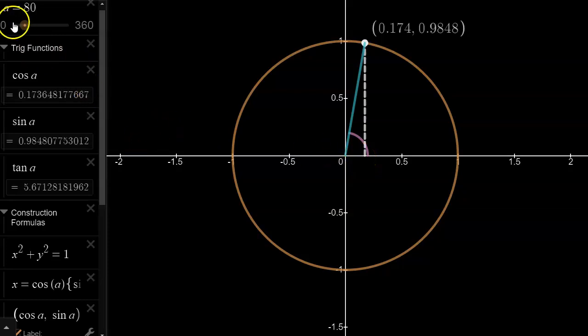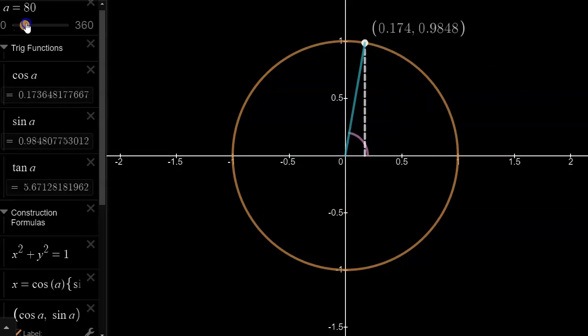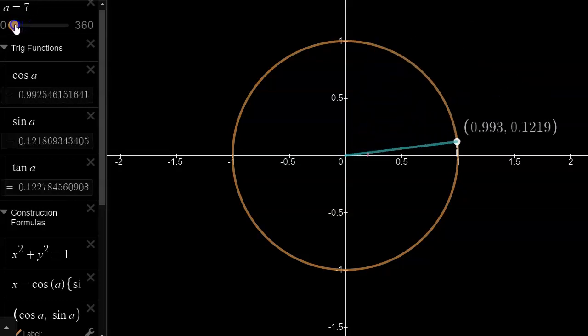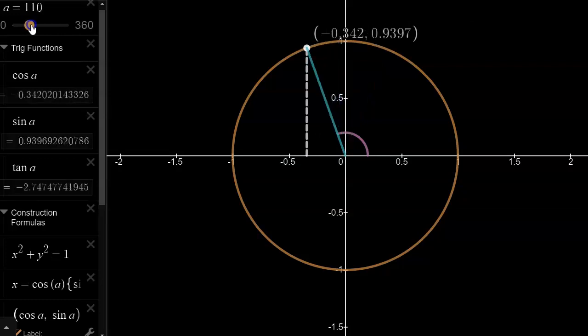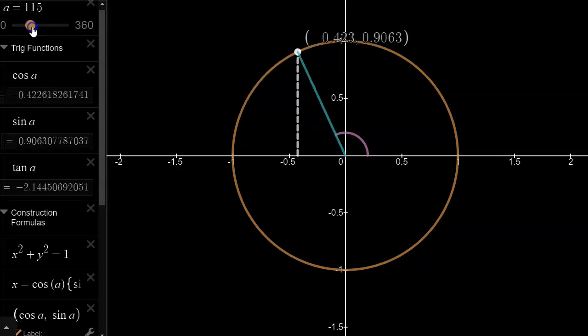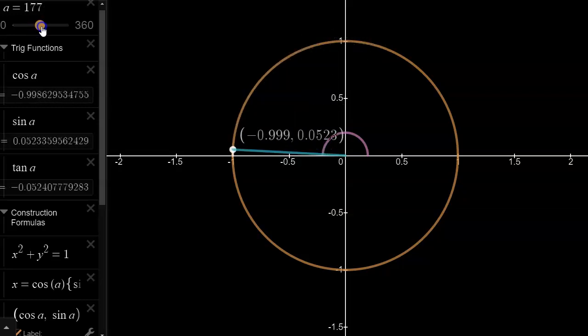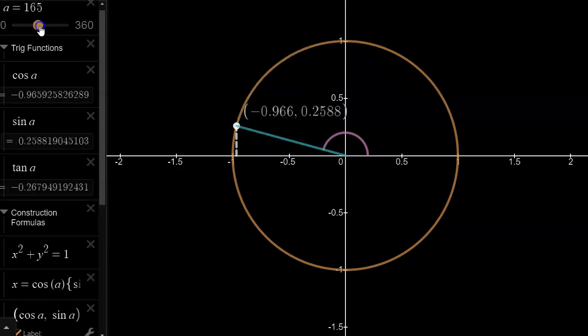Okay, and so what you see here in quadrant 1 is that all three ratios are always positive, right? Which makes sense because x and y are always positive. Once I move into quadrant 2, however, you will notice that now only one of those three primary ratios is positive. So no matter where I go, cosine and tan will always be negative, and sine is the only one that's positive.